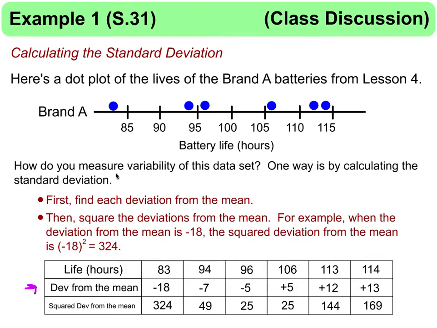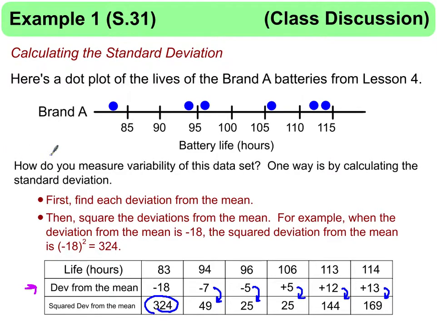The second step for following the standard deviation is to then square the deviations from the mean. For example, when the deviation of the mean is negative 18, then the square of negative 18, or negative 18 squared, is 324. So that's this piece right here. Negative 7 squared will give us the 49. Negative 5 squared is 25. 5 squared is 25. 12 squared is 144. And 13 squared is 169.